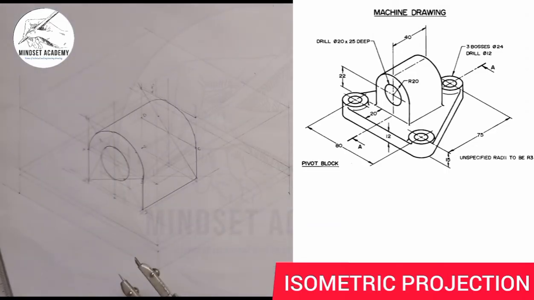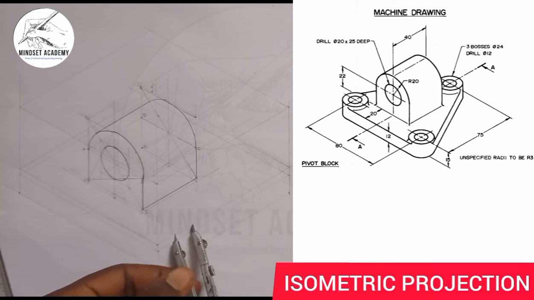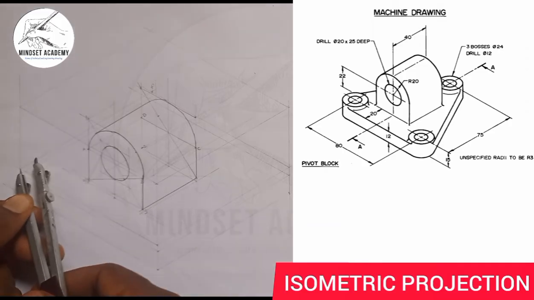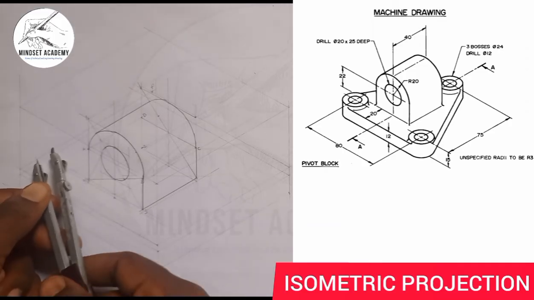And I'll place it at this point here. And I'll mark 12 here, 12 here, that's 24. I'll come here too, I'll do the same thing. 12 here, 12 here, that's 24. Similarly, I'll come here too. 12 here, 12 here. Similarly here too. 12 here and 12 here.